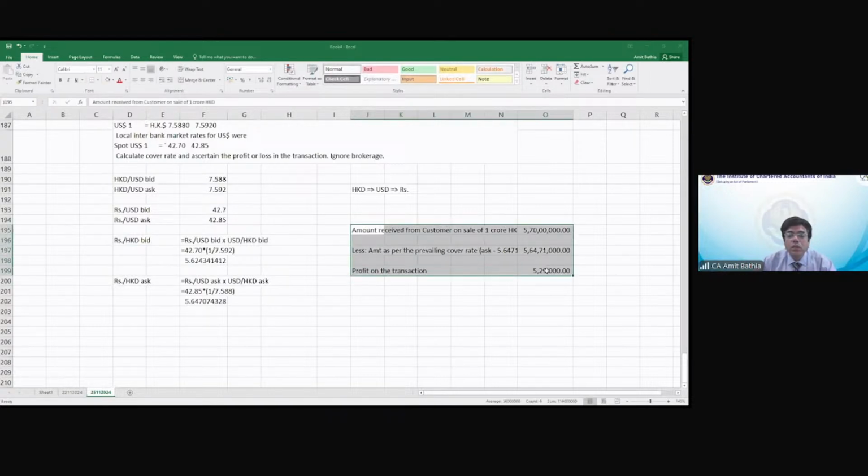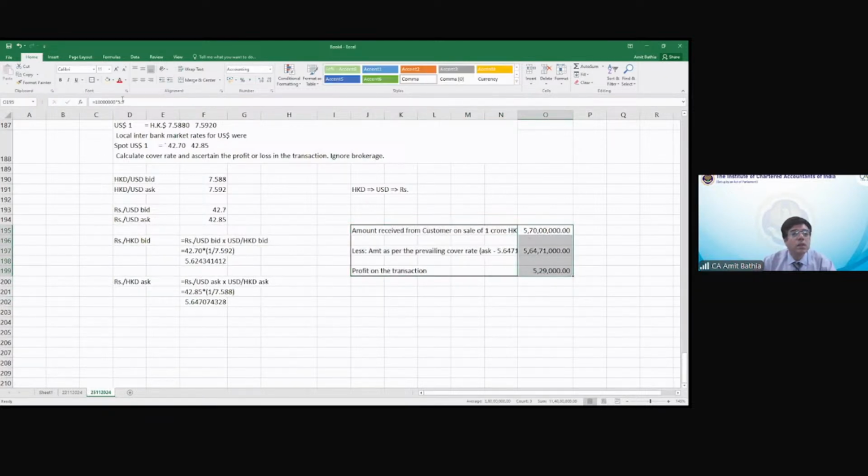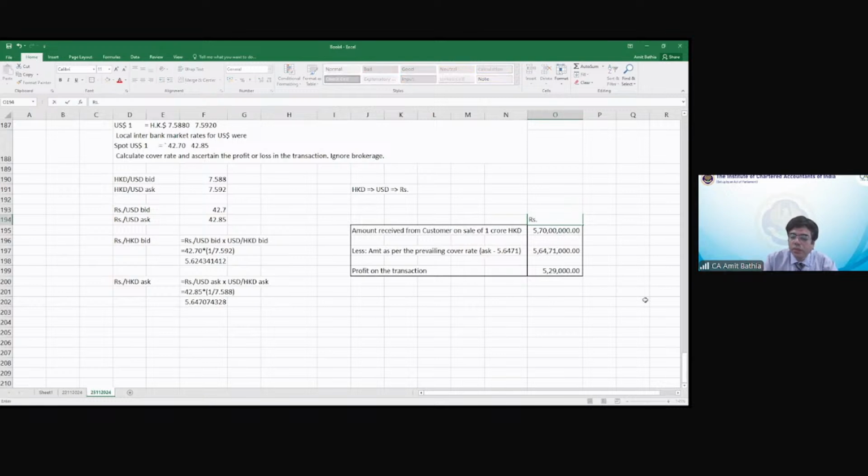Clear? Understood by everyone? This is all in rupee terms. This is all in rupees. Got it, everyone? Yes, sir.